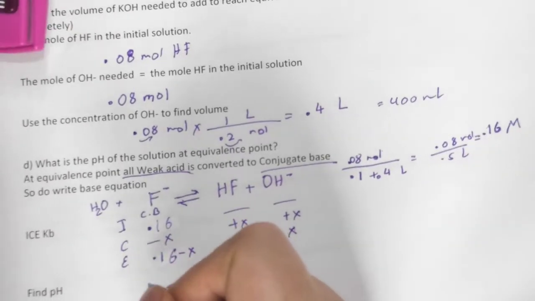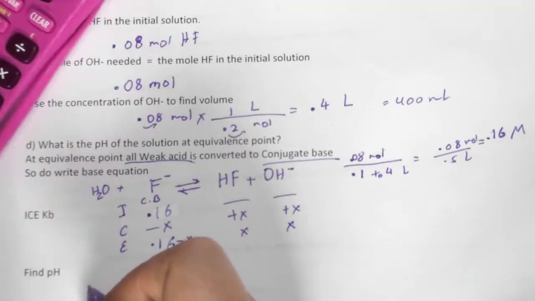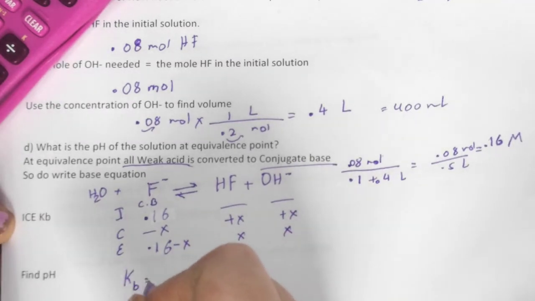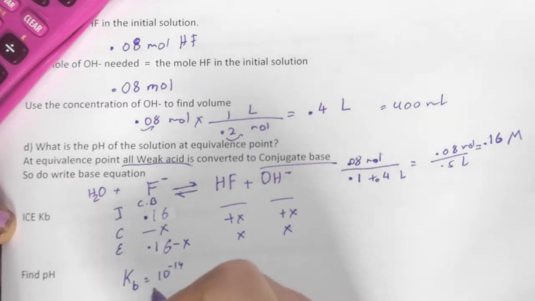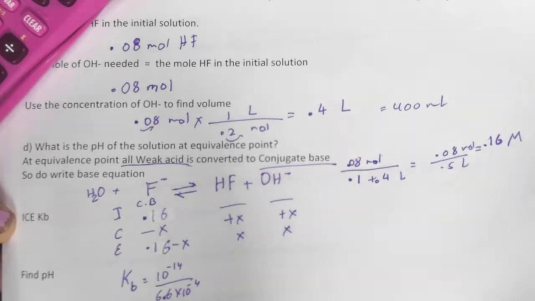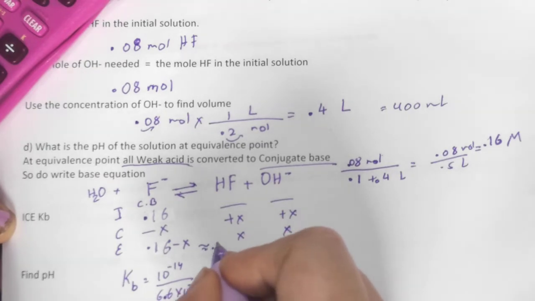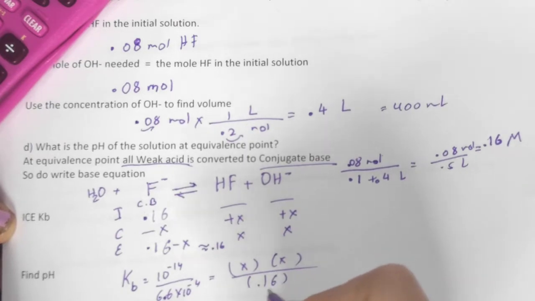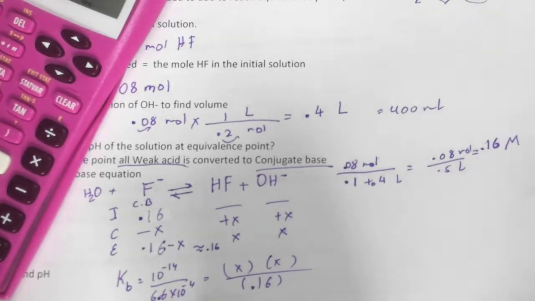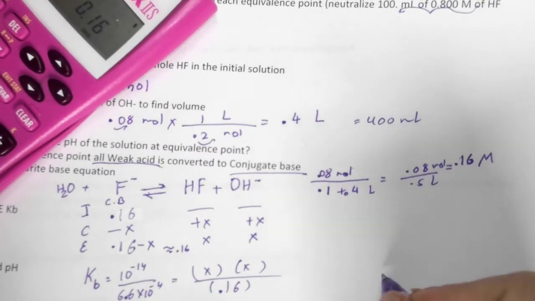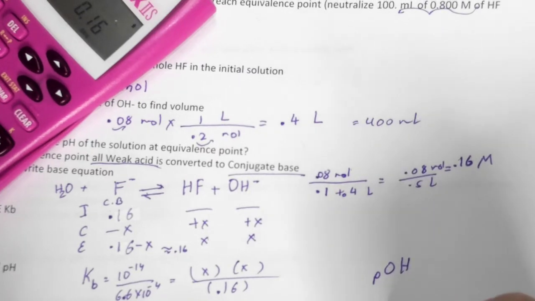So now next, notice that we are having Kb, so you do need to use the base number. Kb is 10 to the negative 14, or Kw, divided by Ka, which is given earlier as 6.6 times 10 to the negative 4. Which is obviously really, really small, so you can assume this to be 0.16. So that means this is x squared over 0.16. You're going to solve this. When you get an x, you're basically getting the concentration of OH minus. Beware of that, because that will give you pOH, and then from there you're going to get the pH.